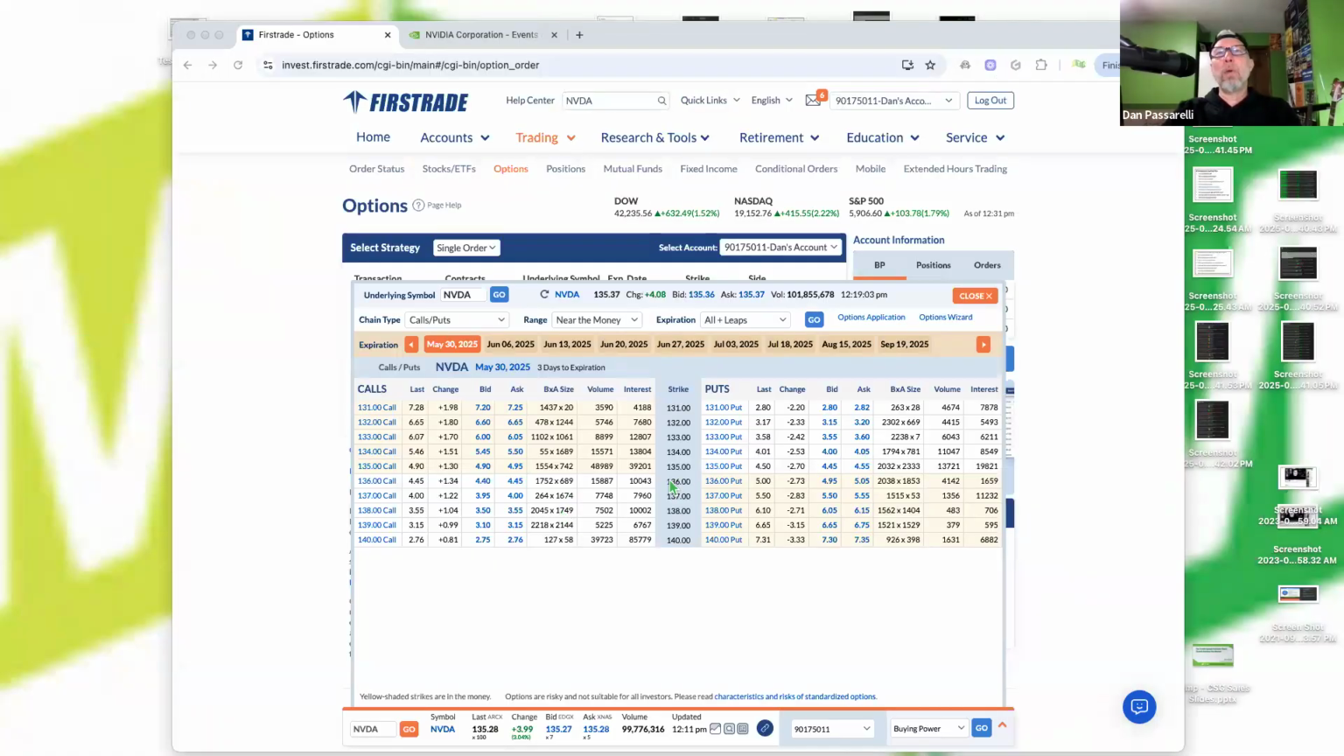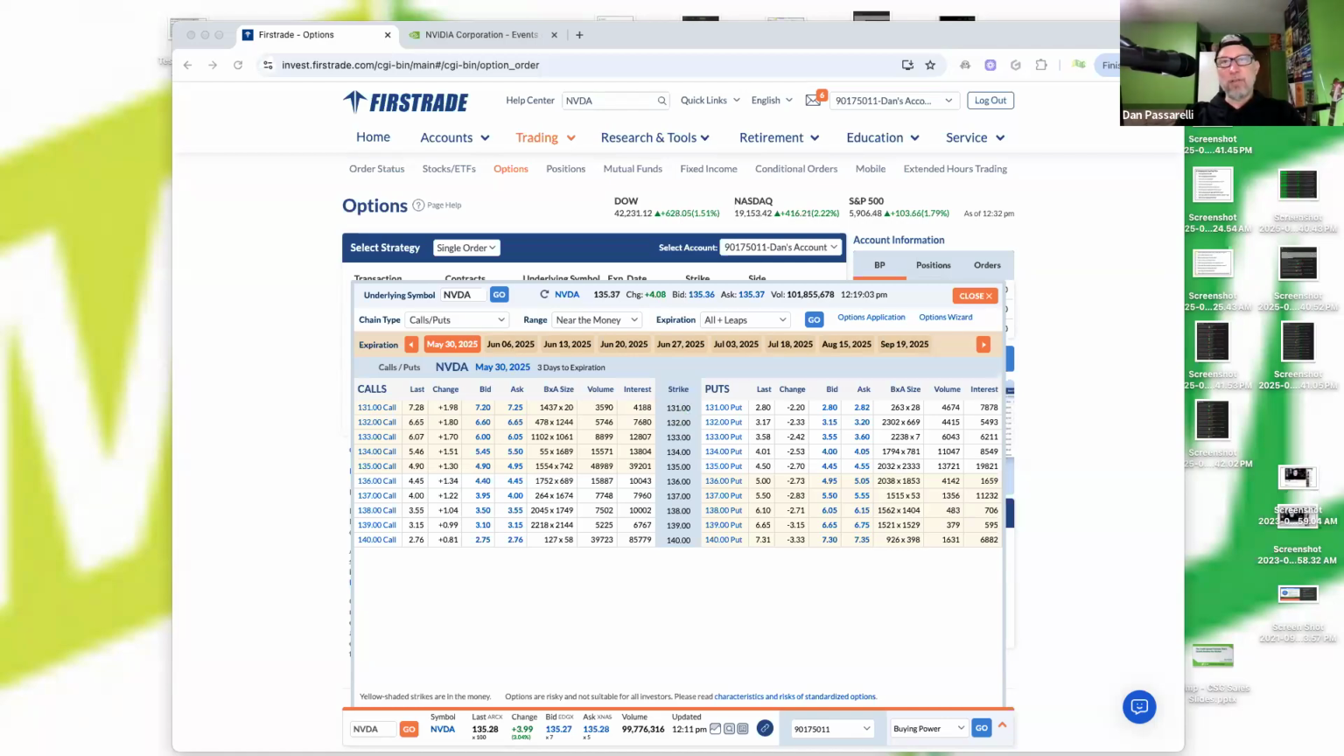Here, we would do something like buy the, say, $4 away, 131 puts and 139 calls. Each of those are $4 away from 135. So we'd pay 2.82 and we pay 3.15. That comes to $5.97. But it would have to be $5.97 below the put strike or above the call strike.